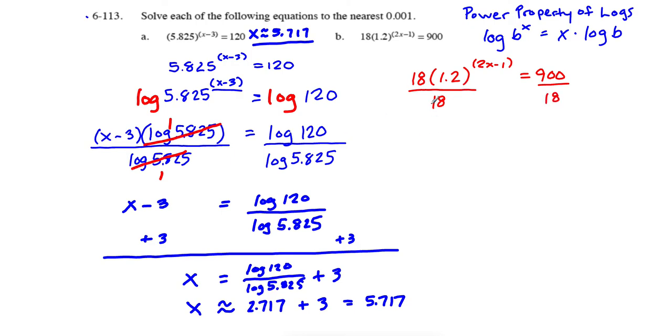When we do that, our 18s are going to divide and give us 1 over 1. So we're going to have 1 2/10 raised to the power of 2x minus 1 equals 900 divided by 18. So 900 divided by 9 would give us 100. If we divide it by twice that amount, we should have half left, so it should be 50.